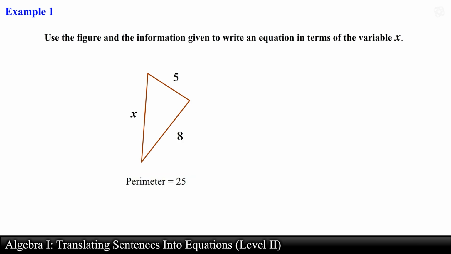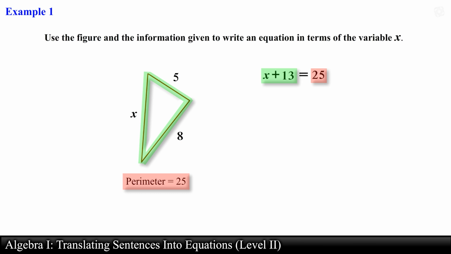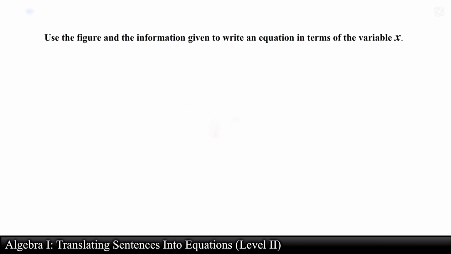So we can express the perimeter of the triangle by adding all the sides. So we do just that and obtain the following expression, x plus 5 plus 8, which reduces to x plus 13. This expression represents the sum of all the sides of the triangle. In other words, its perimeter. And we also know that it is equal to 25. So the final equation is written as follows, x plus 13 equals 25. Let's try the next one.